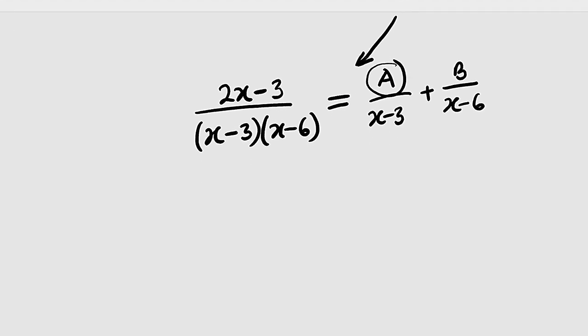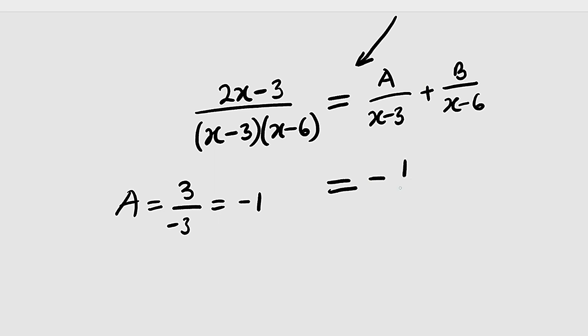So let's start by finding the value of A by considering the factor x minus 3. We are going to think of a value of x that can make x minus 3 equal to 0. It is only possible if x is equal to 3, right? So A will be equal to, substitute that 3 here, you have 2 times 3 is 6, and 6 minus 3 is equal to 3. So you have 3 divided by. Then you substitute the other 3 here. You have 3 minus 6, which is negative 3. So you have negative 3 here. And this is equal to negative 1. From here you can see we have negative 1 divided by x minus 3.